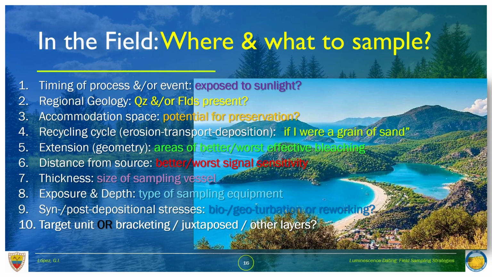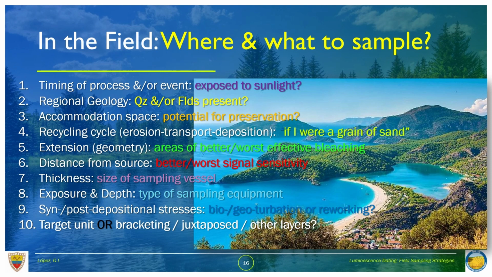If I were a little grain of sand, how eroded, how well transported, how well deposited was I? What's the extent of the deposit? So you have to understand which areas are better or worse in terms of effective bleaching within the same deposit. How far am I, if I were a grain of sand, from the source? What's the thickness of the unit in order to choose correctly the sampling vessel, the diameter of the sampling vessel? Is the sampling point too far away from where you are?